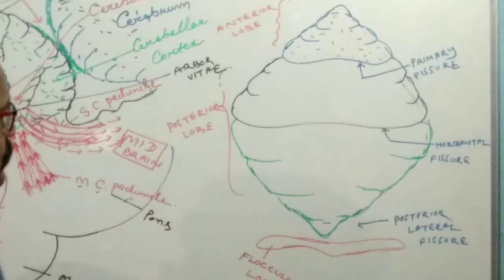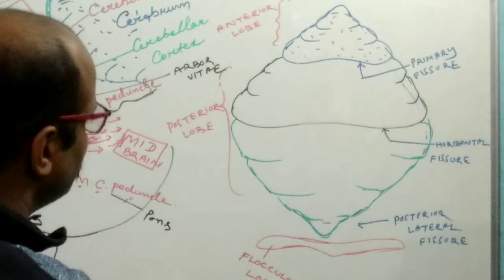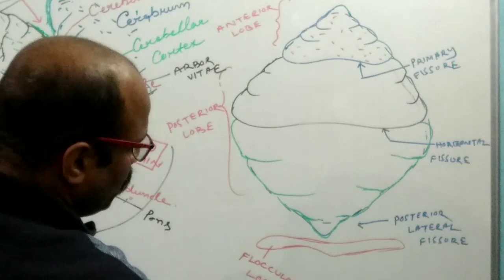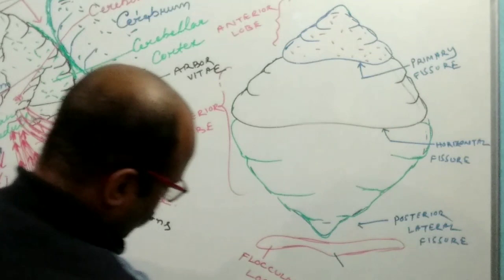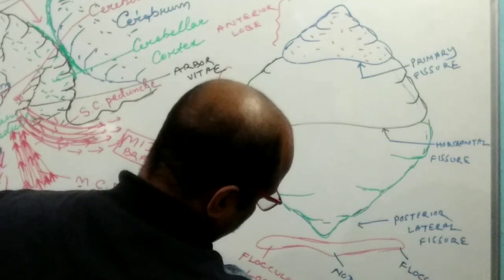Because of the presence of the primary fissure and the posterolateral fissure, the cerebellum is divided into three lobes. This is the anterior lobe and this is the posterior lobe, and one lobe is present behind the main body. This is known as the flocculonodular lobe. This is the region of the nodulus, and this is the region of the flocculus. These are the two flocculi, and the middle region is the nodulus.